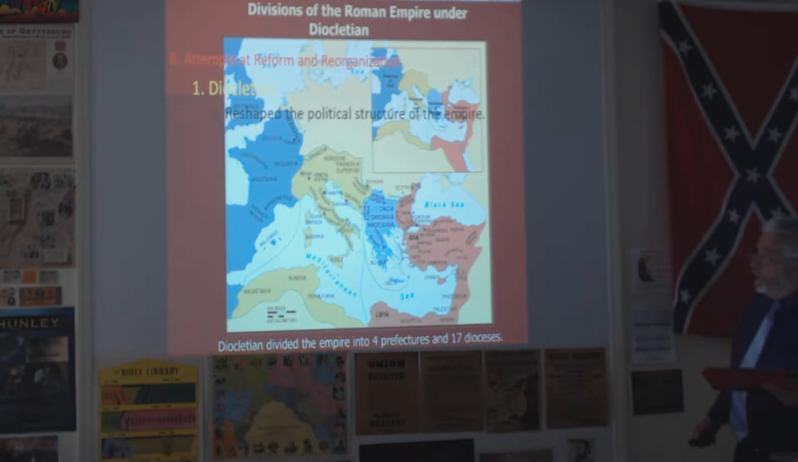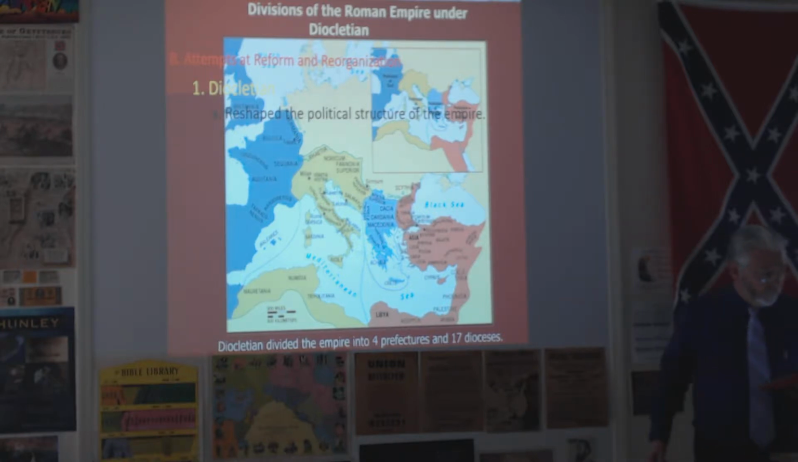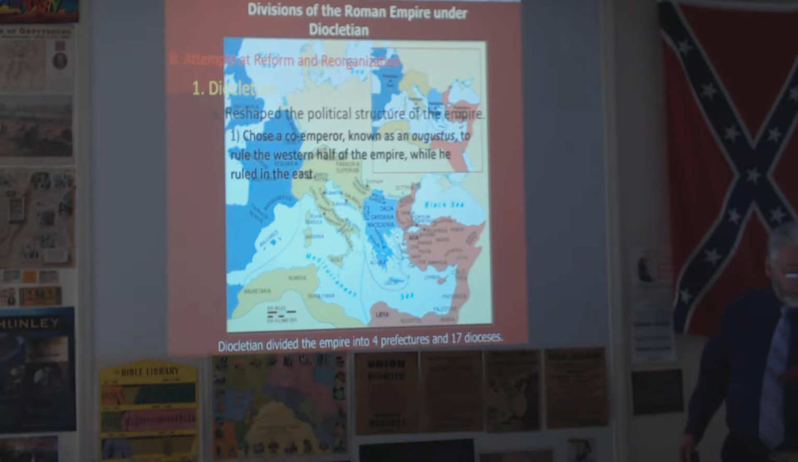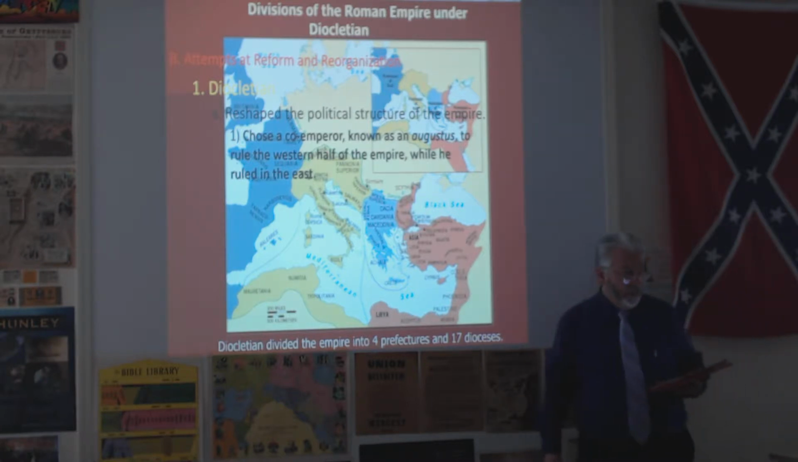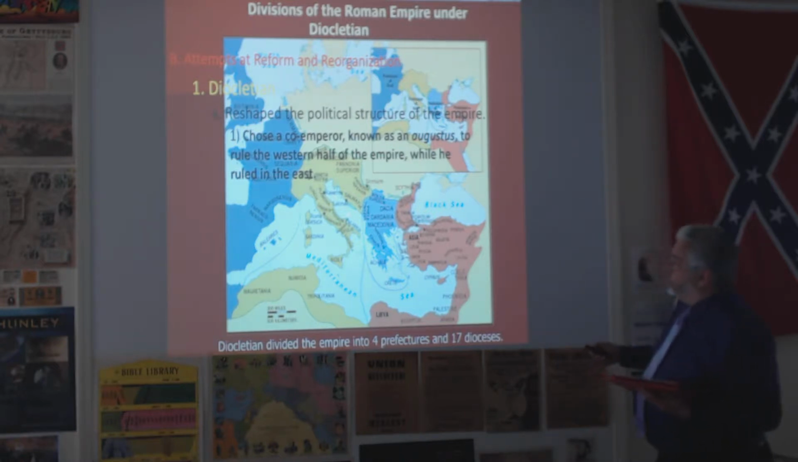First of all, he reshaped the political structure of the empire. He did this by, first of all, choosing a co-emperor, which he called an Augustus. Now, it's kind of confusing because he uses terms that we have had before, but he's using them in a different way. So he chose a co-emperor to rule the western half of the empire while he ruled in the east. So Diocletian is going to rule over in the east part of the empire, and then another person whom he's calling an Augustus is ruling in the west.